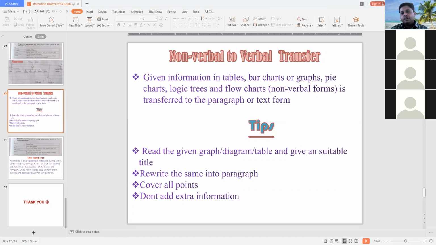Again, tips. Read the graph, diagram, table, whatever, right? Give a suitable title. Write the information given in the diagram in the form of sentences. Cover all the points from the diagram, right? Don't add extra information. These are the tips.